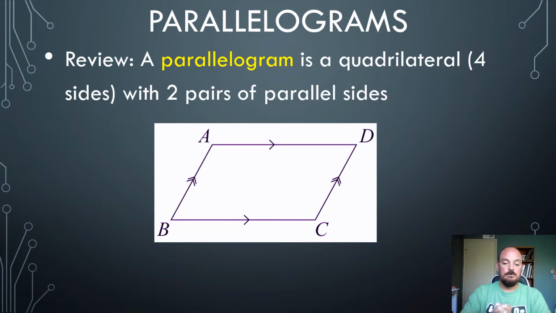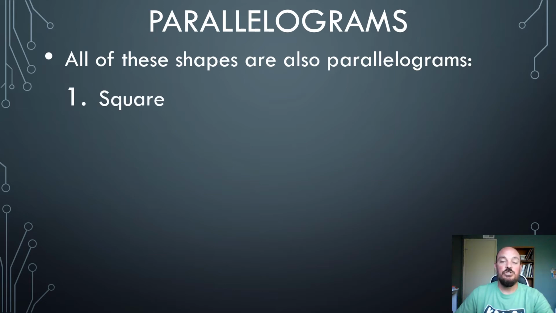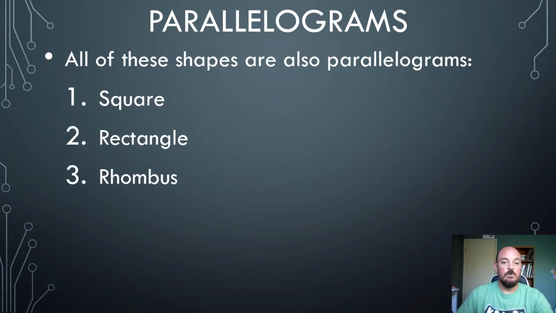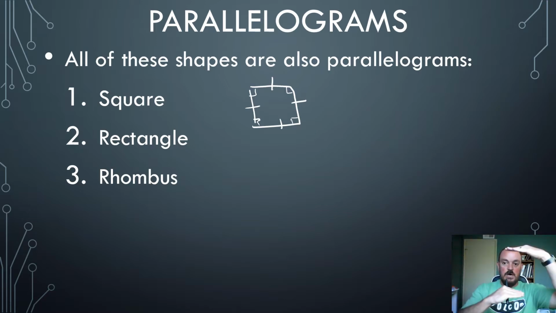So that's a parallelogram. Now we also learned earlier this year though, that these three shapes are also parallelograms. So a square has parallel sides, opposites, so it's a parallelogram. Same as a rectangle, same as what we call a rhombus. So let's review quickly what those shapes are. Square, very easy. Square means all four sides are the same and all four angles are right angles. Now in that case, the top and bottom are parallel, the left and right are parallel.